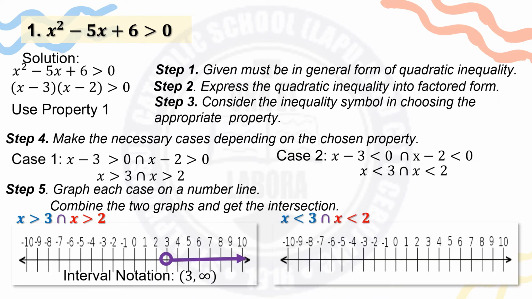And then for case 2, you have already there your number line. And you have there your x less than 3 for the blue, x less than 2 for red. Let's graph first the blue. x is less than 3, so hollow dot on 3 going to negative infinity. x less than 2, color red. Hollow dot on 2 going to negative infinity. And when you get the intersection or the common part, hollow dot on 2, going to negative infinity. For our interval notation, you have there from 2 to negative infinity.